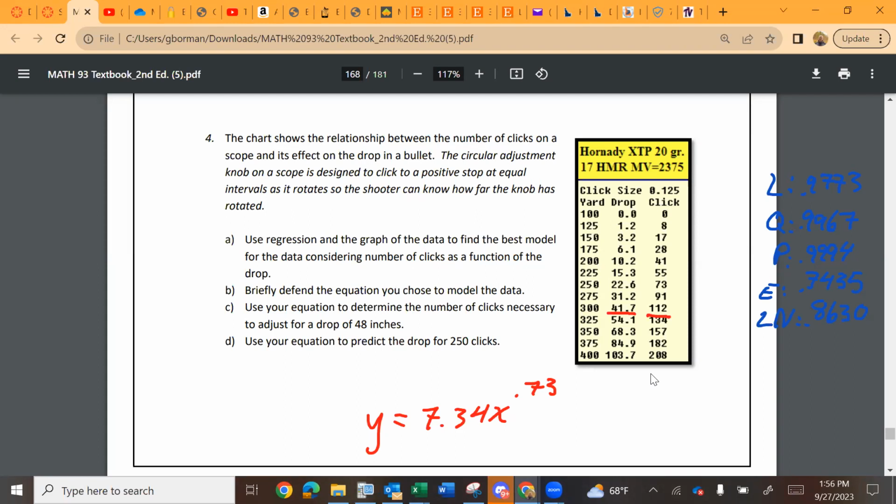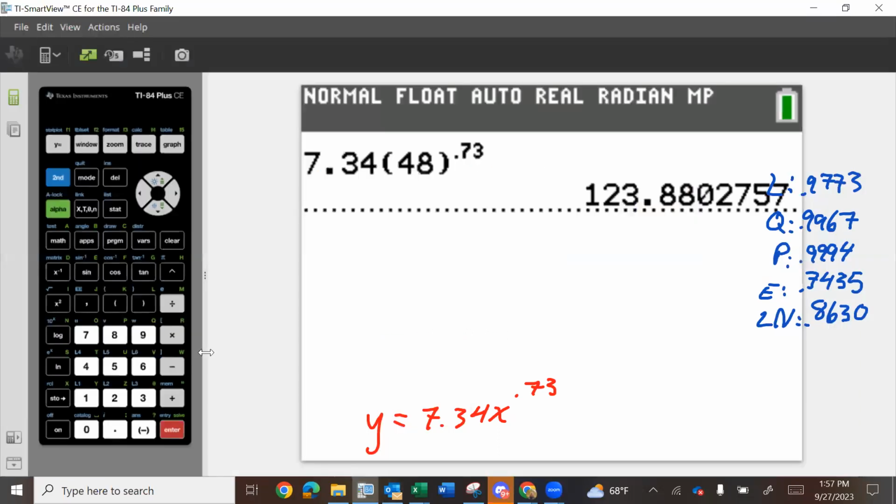So this time they're giving us the y value of 250, which is bigger than any of the other y values, and therefore I expect the drop to be bigger than 103.7. Maybe 110, 120. I'm not real sure, and that's okay because we can still be friends. So 250 for the y value.